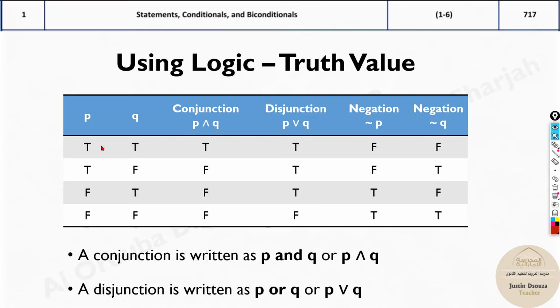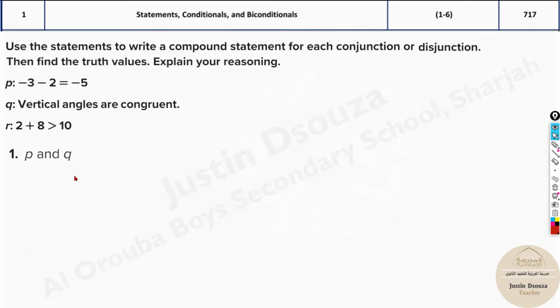Now, negation basically is the opposite. So if you have true, the negation of true is false. You just change the sign. And what is the negation of false? It will be true. So you can see the negation of Q. This was true, it's false. True is false, and false is true. So if you know this table, now you can easily solve these.